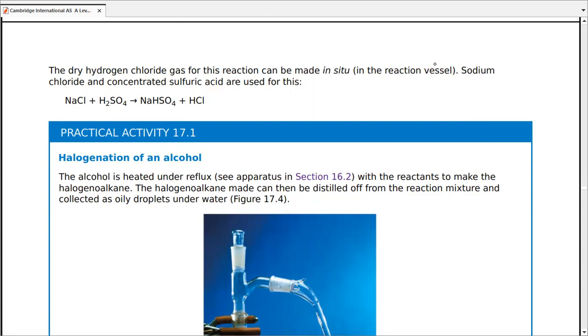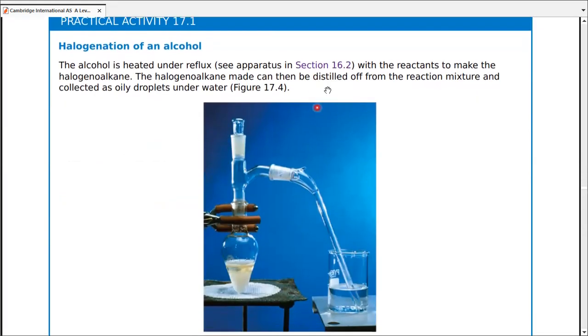So if I talk about exactly the practical activity, what do we do? Alcohol is heated in a reflux with a reactant to make the halogen alkane. What were the reactants? We took the sodium salt, and we took the dilute or concentrated sulfuric acid. We are going to produce the halogen alkane, and we're going to collect it as oily droplets in the water over here, which you can see. Remember something from a practical approach: you always deliver over water anything which is insoluble in water. Now, halogen alkanes are clearly insoluble in water. That's why we deliver them over water.